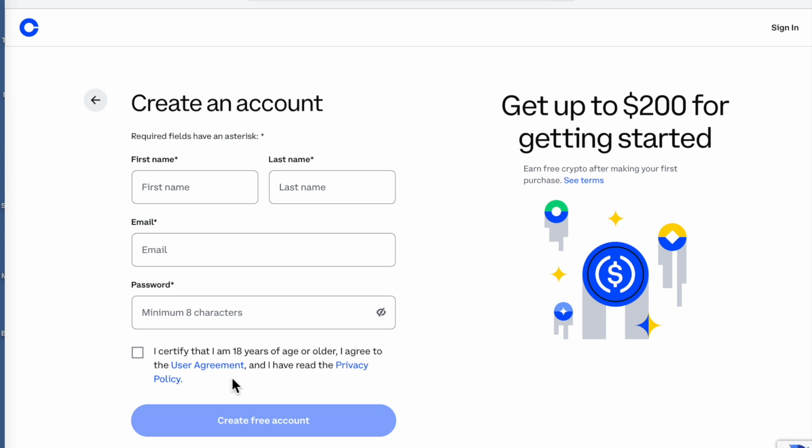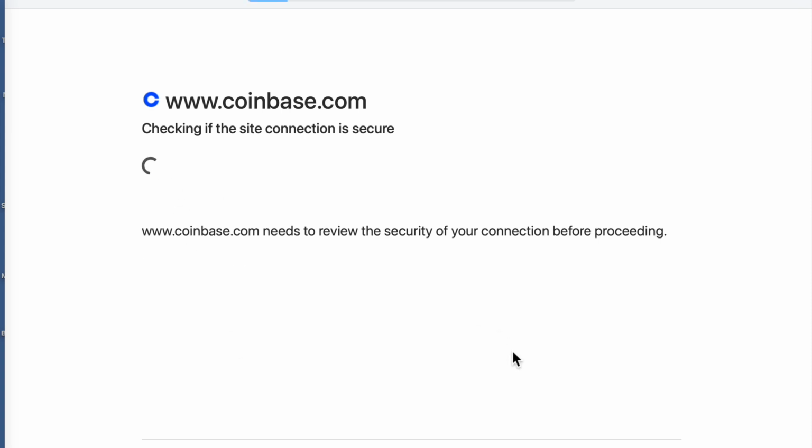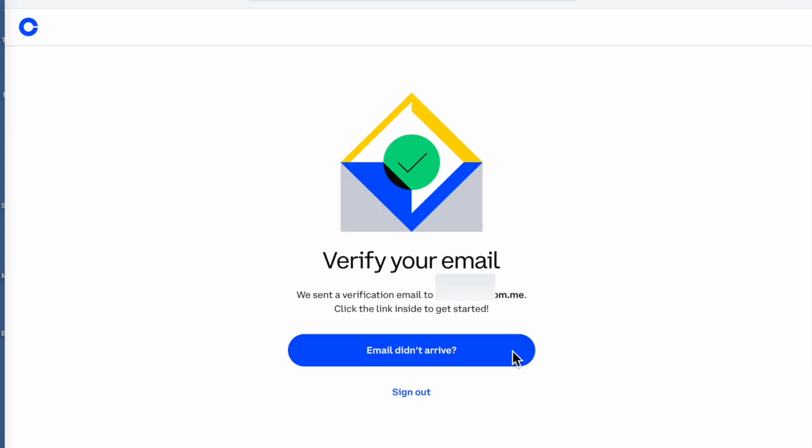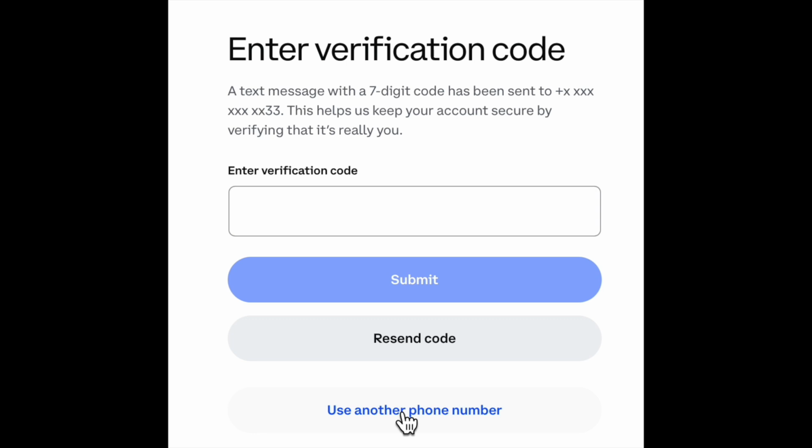Okay, you're going to input your personal information here, and then you're going to click here to create a free account. And Coinbase may make you go through this step a few times. You will probably have to do an email verification. Next, they're asking for your cell phone number so they can send you a verification text. Enter that text verification code here.